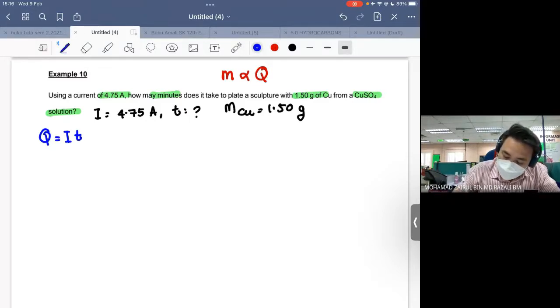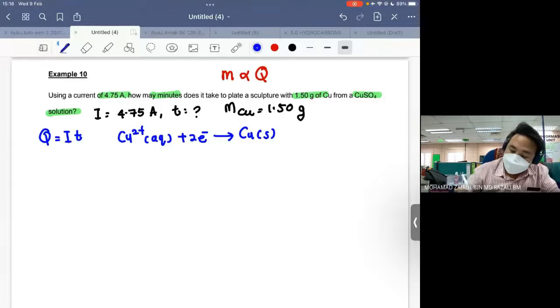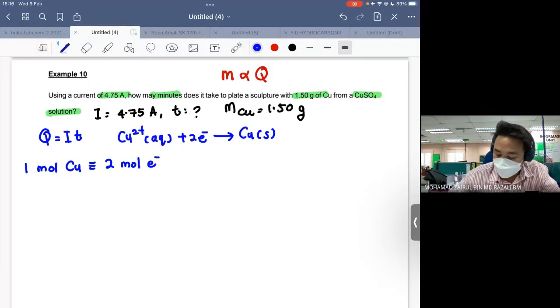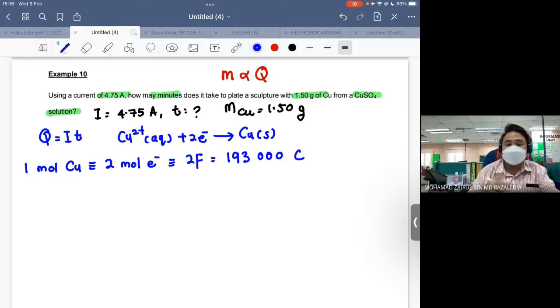So the copper 2 plus ion, okay, dalam copper sulfate tu perlu gain 2 electron to form copper solid. Okay. So we know that, okay, 1 mole of copper is proportional to 2 mole of electron. Dan 2 mole of electron is proportional to 2 Faraday, sebab 1 Faraday is equal to 96,500. So kalau 2 Faraday is equal to 193,000 coulomb of charge. Awak darabkan je lah.